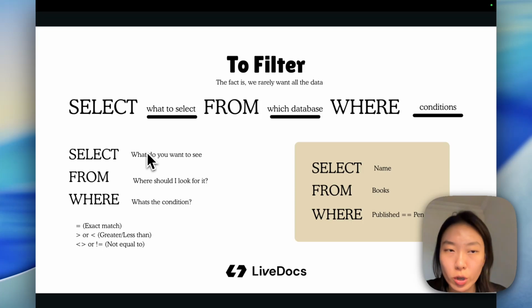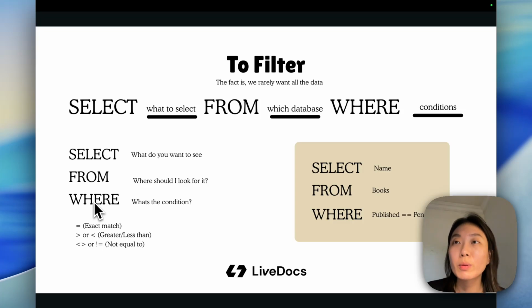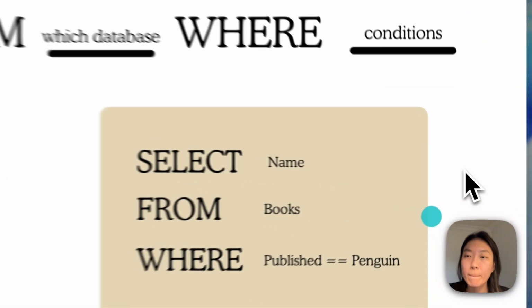So basically it's select which column from which table, and then where means an extra filter. I want to select this book from this table where the name is something like that, and this is how you do it.